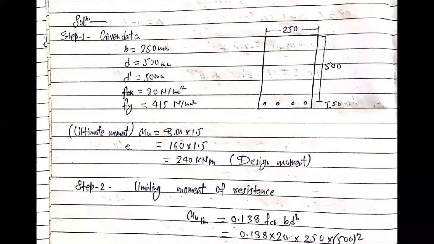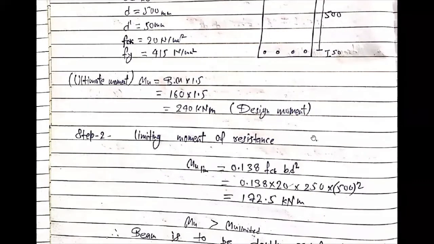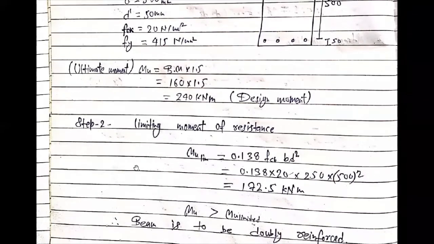Finding ultimate moment, which is Mu, we'll multiply the bending moment, 160 given in the question, by a factor of 1.5, and it comes out to be 240 kilonewton meter. This is our design moment. Now step 2, limiting moment of resistance, represented by Mu lim.